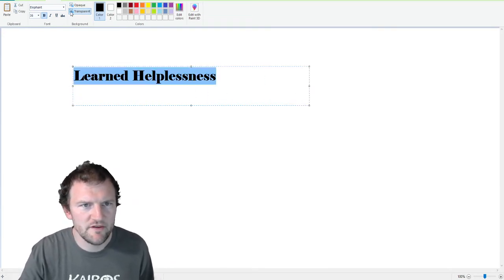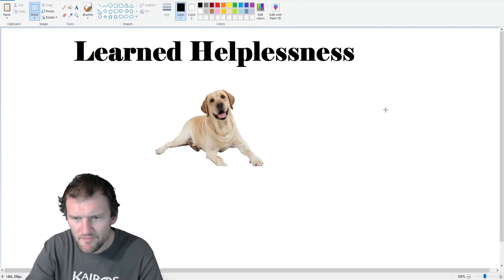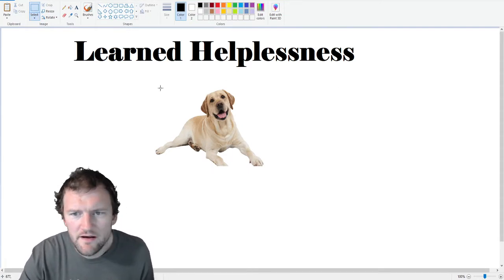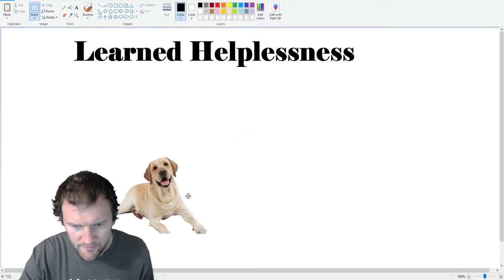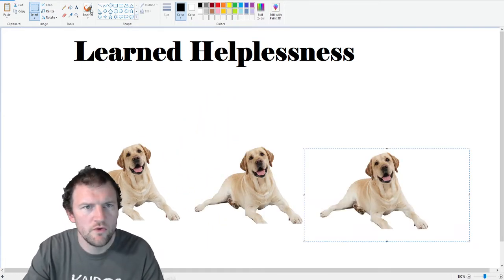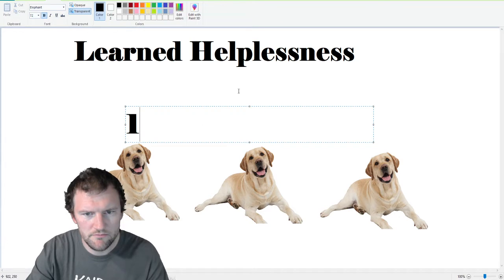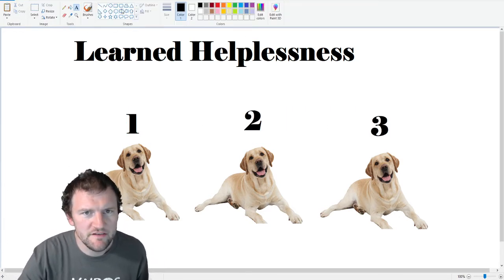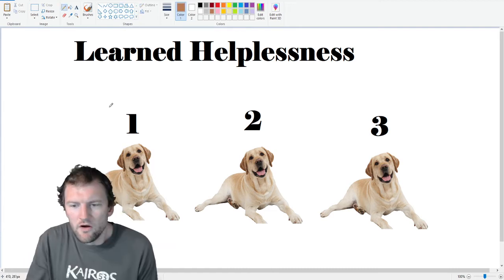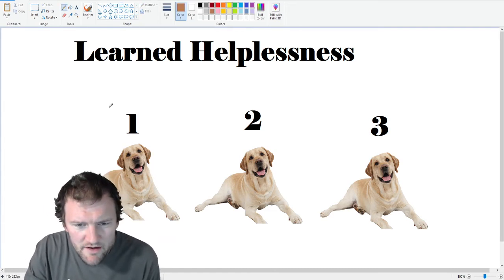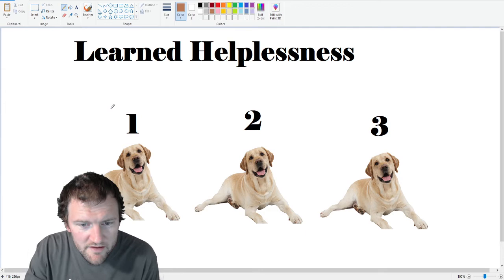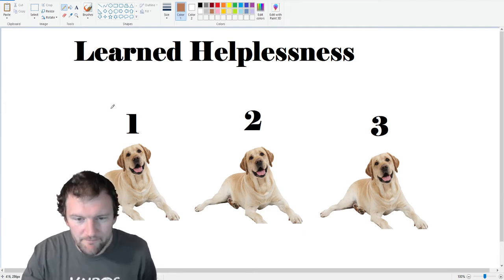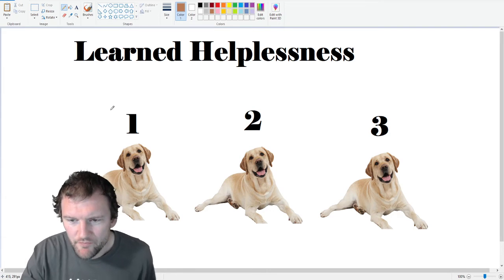Learned helplessness is kind of like it sounds. And this experiment has to do with a dog. What happens is they have three dogs. We'll call them dog number 1, 2, and 3. So they do different things to these dogs. You're gonna have to bear with my artwork. Also, this experiment was done a long time ago and they don't have the same standards back then as they do now for cruelty to animals. So this is a little bit of that, but it illustrates a point.